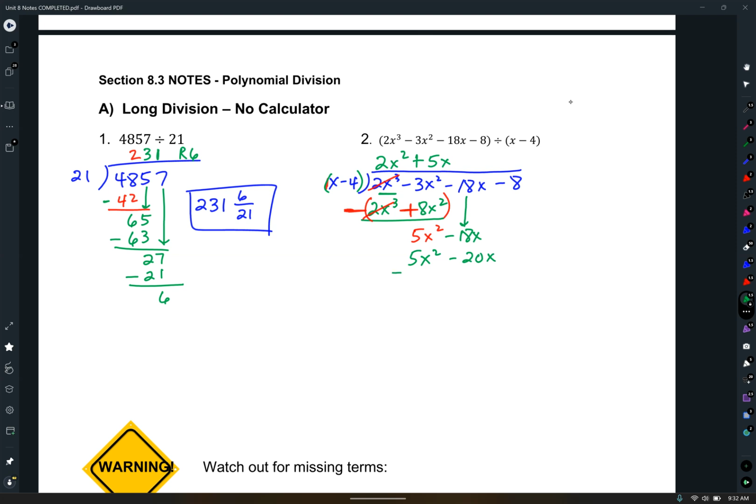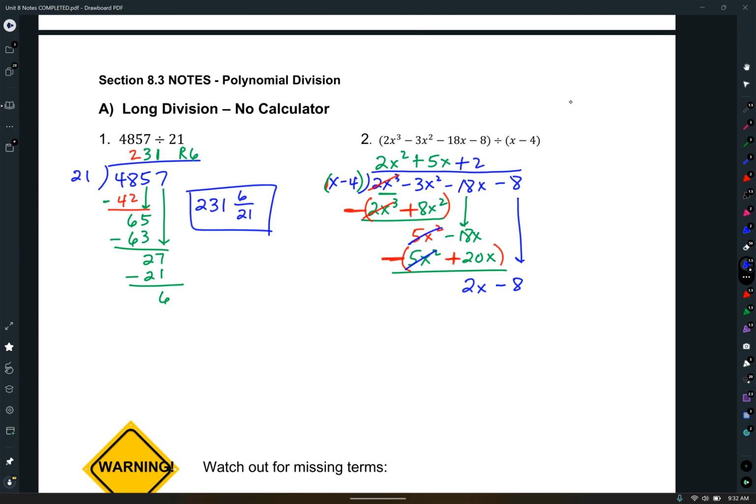And so again, I'm going to draw my line, and so I'm subtracting that whole thing. So that means when I distribute, it's going to be a minus 5x squared, and when you distribute your minus, this is going to become a plus. So like I said a minute ago, these should always cancel. Negative 18 and positive 20 is going to leave me with a positive 2x. Bring down the last term, the minus 8. And then one more time, what do I multiply x by to get 2x? Well, I just multiply by positive 2.